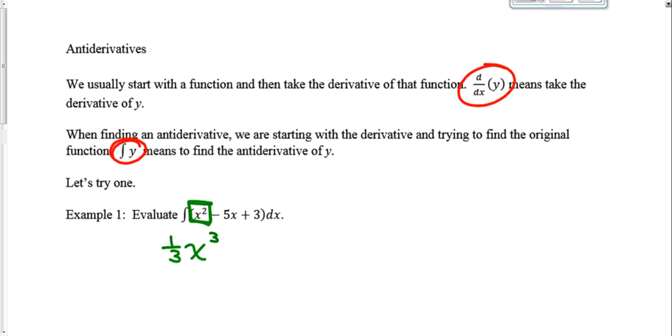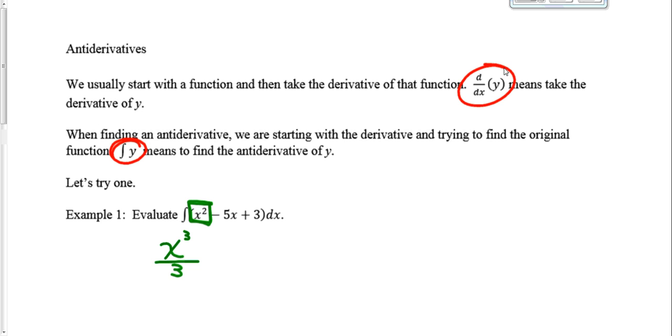So we can either think about it like that, or we can think about it one other way, which would be x to the third. I add 1 to my exponent, and I divide by my new exponent. Either way works to find the antiderivative of that.